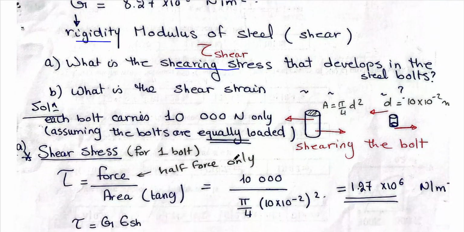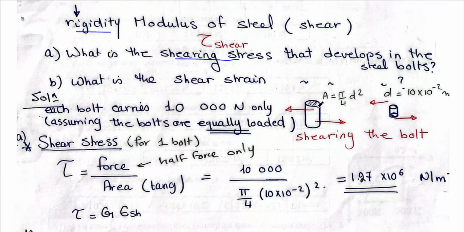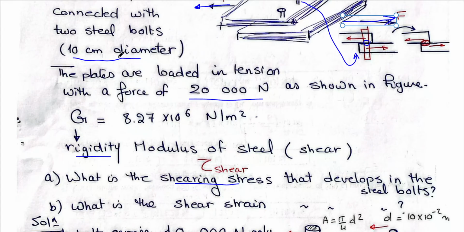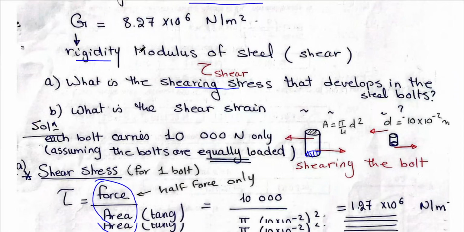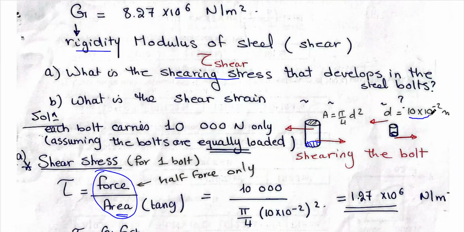For one bolt, I will take only one bolt and imagine these two forces are shearing the bolt. So the stress is calculated by dividing the force by the tangential area. The tangential area here is the area of a circle, which is the cross-sectional area of the bolt. It could be easily calculated as pi over 4 d squared, because here the diameter of the bolt is given. And I have to use the diameter in meters, not in centimeters.